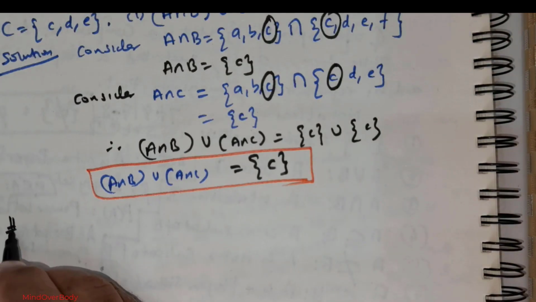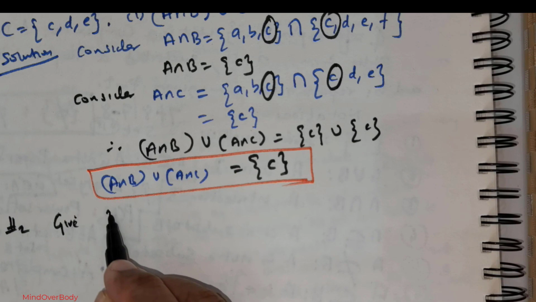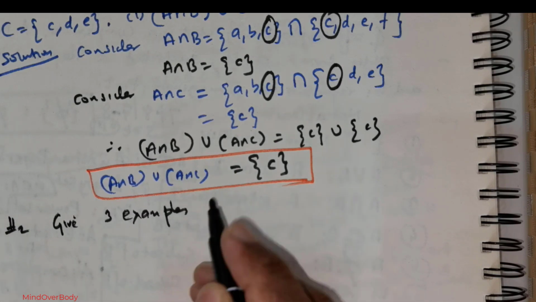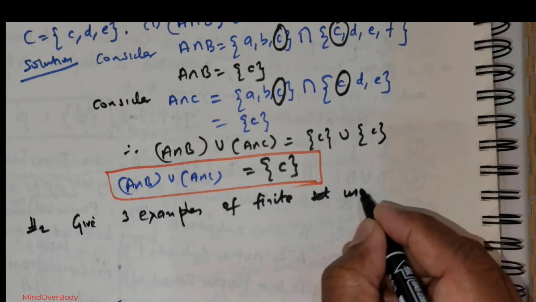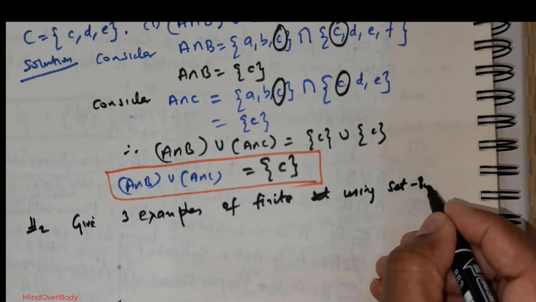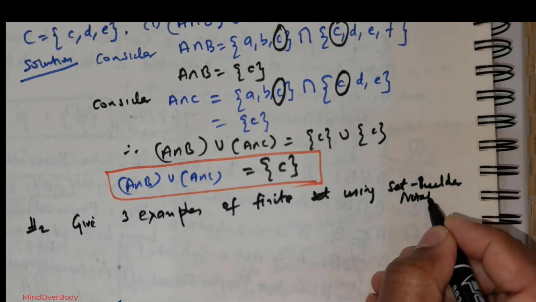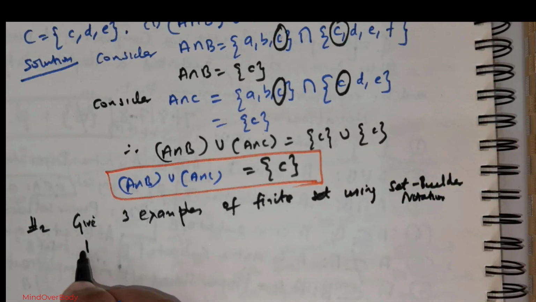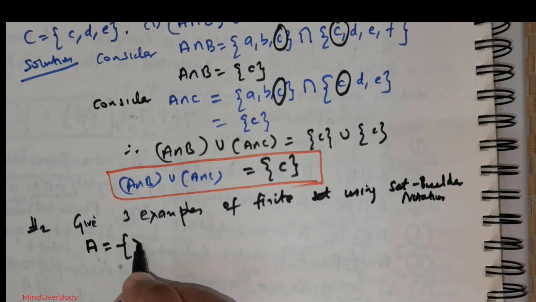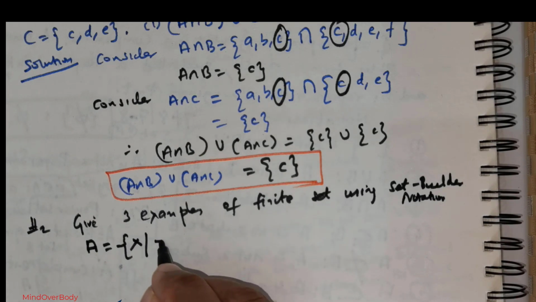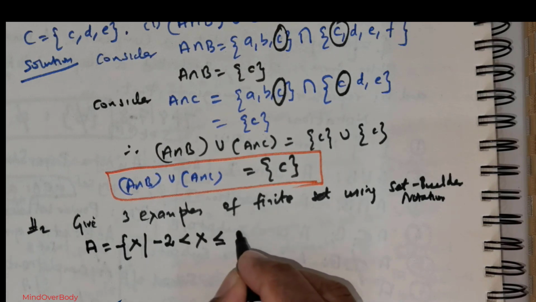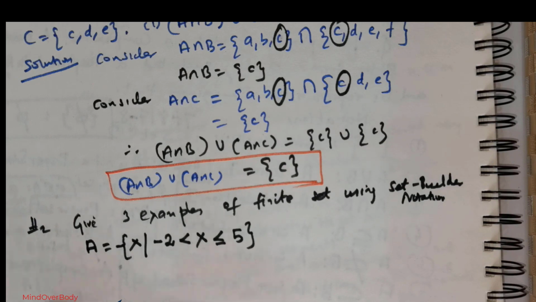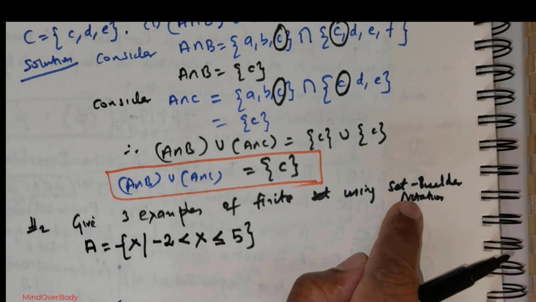Now question 2, give 3 examples of finite sets using set builder notation. So example 1, let me start with capital A. A is equal to all x such that x is greater than -2 but less than or equal to 5. This is an example using set builder notation, right?